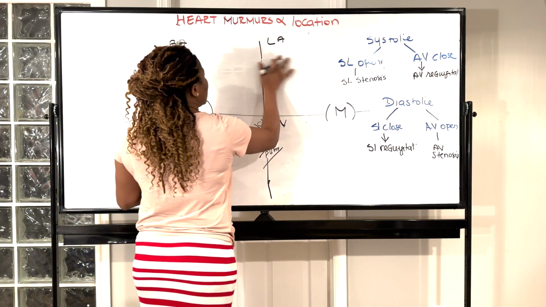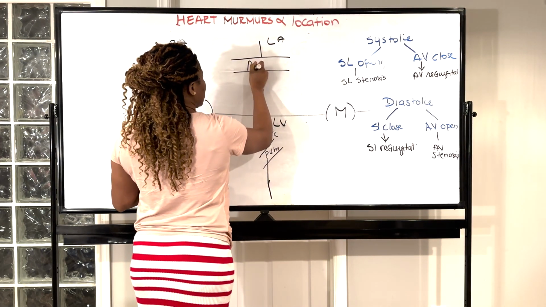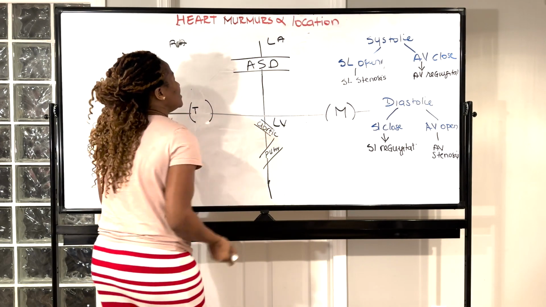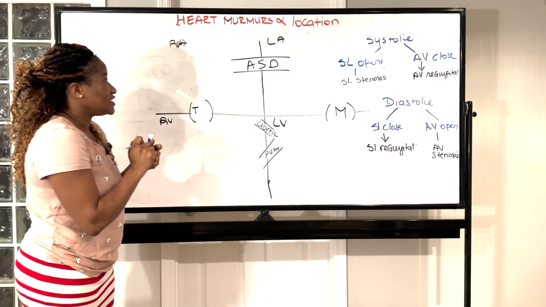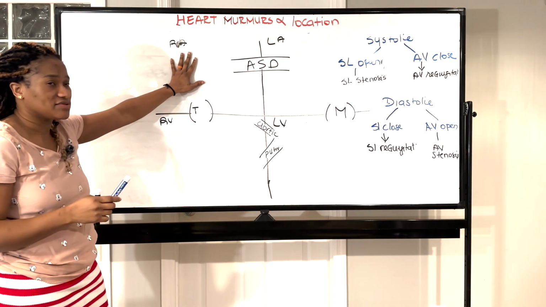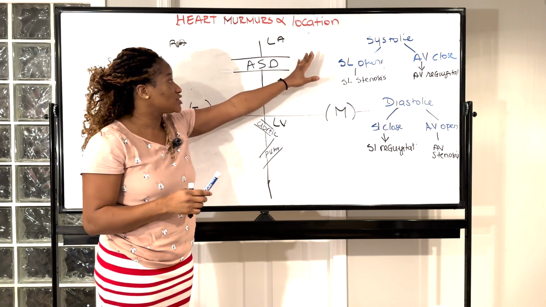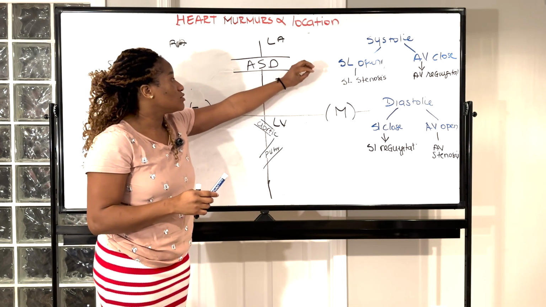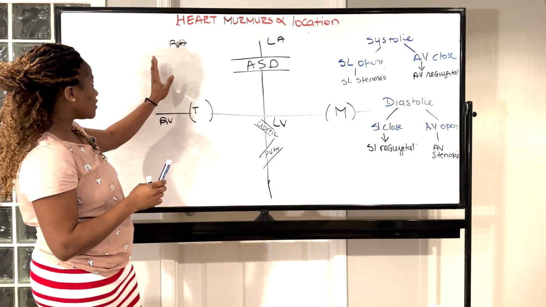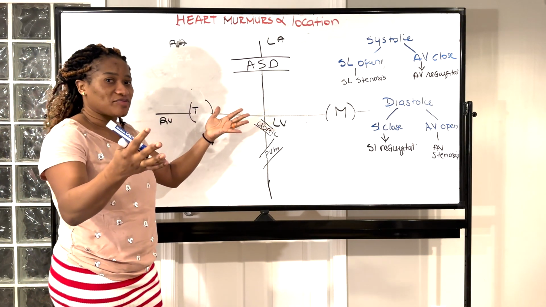Now, let's say we have atrial septal defect. So in an atrial septal defect, there is a communication between the left atrium and the right atrium. And because the left atrium has more blood, the pressures are higher over here, the blood will have a tendency to come to the right atrium to make an equilibrium of pressure.